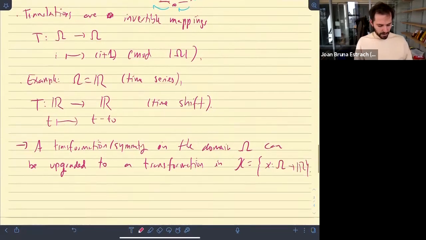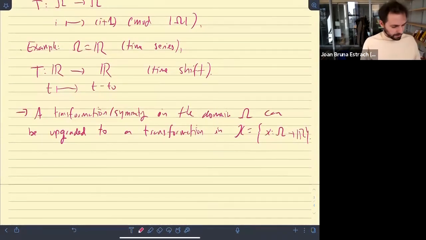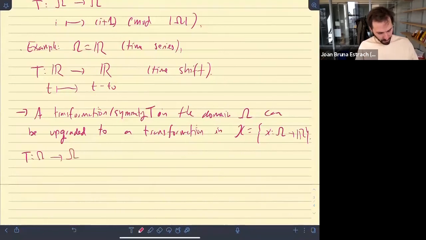So how do we make this connection, right? So let's call it, by abuse of notation, T, right? So T was originally defined from omega to omega. Another question I ask is, can we define an analogous transformation that I'm still going to call T, that is defined from X to X? Okay, so how can we do that?